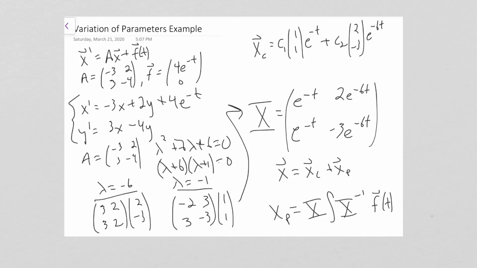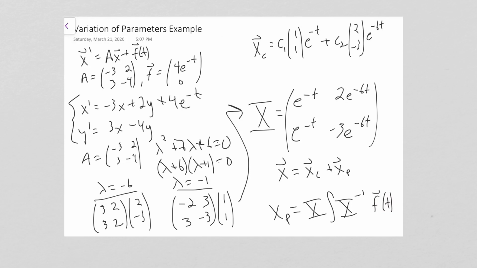Okay, here we go. We are going to do an example of variation of parameters. I spent the last couple of videos working out a formula. Is it here? Yep, it's right here. XP, there should be a line over top of that, a vector sign, but whatever. XP is x times the integral of x inverse times f of t.